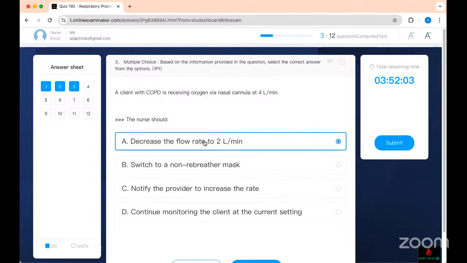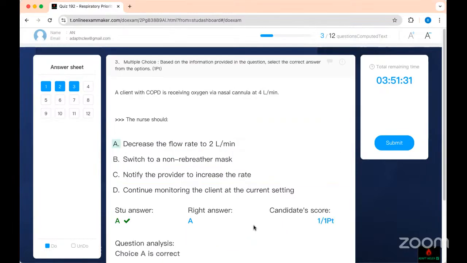We need to decrease it. We should not switch it to a non-rebreather. A non-rebreather will give them more oxygen than a nasal cannula. Notifying the healthcare provider to increase it is not appropriate. Continuing to monitor the client means you don't do anything. They give you a question, but you want to continue monitoring. That's bad, so watch for that. They need a precise amount of oxygen. They don't need a non-rebreather. They will probably need a Venturi mask. That's the best oxygen delivery device for them.